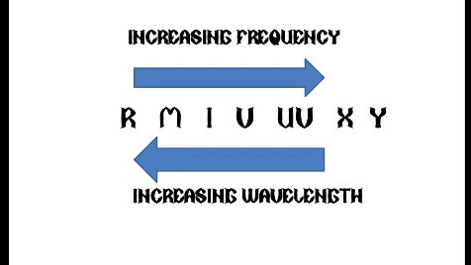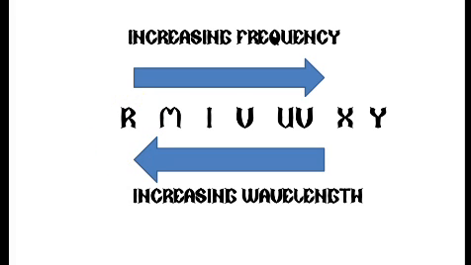But what's interesting to know is, from the left towards the right, the frequency of these waves increases. So gamma happens to have the highest frequency out of all these 7. And from right to left, we have increasing wavelength, which means the radio waves have the highest wavelength.